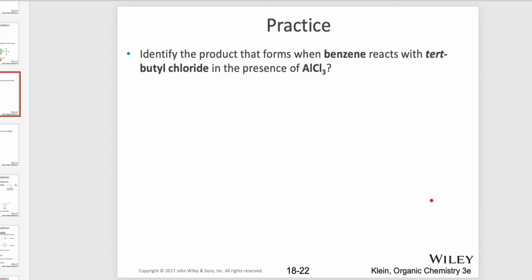Okay, let's practice something. So you may want to pause here and take your time. Identify the product that forms when benzene reacts with t-butyl chloride in the presence of aluminum chloride. Go ahead, analyze the conditions, maybe formulate a mechanism.